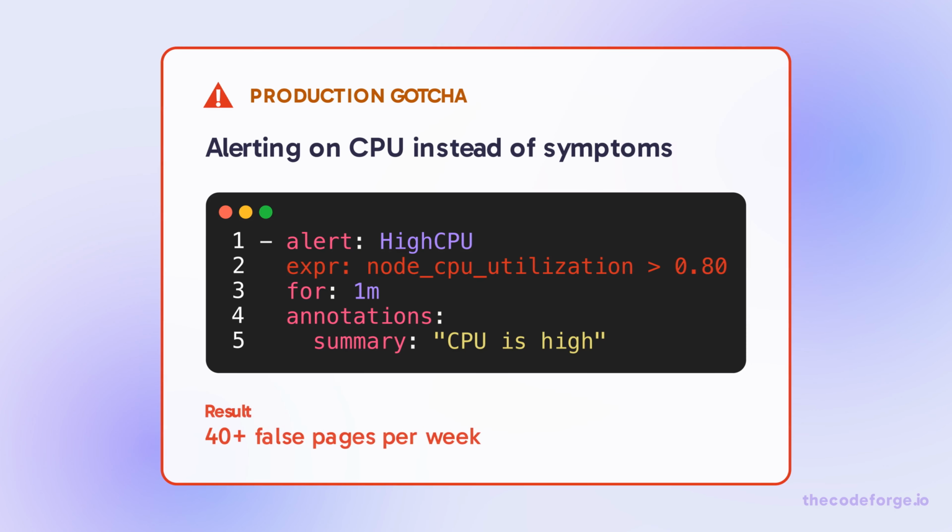This CPU alert fires on any spike, often from batch jobs or GC pauses. The engineer has no clear action, just CPU is high, so they learn to ignore it. Delete this alert and add CPU to a dashboard instead.